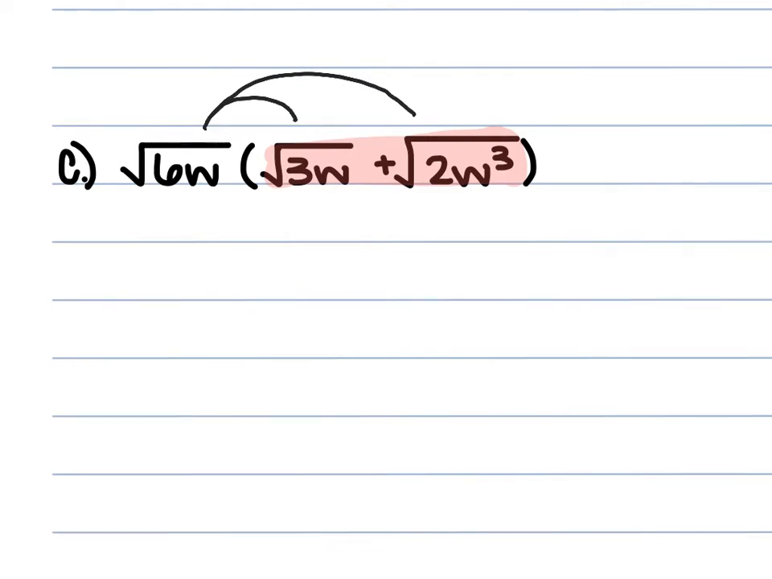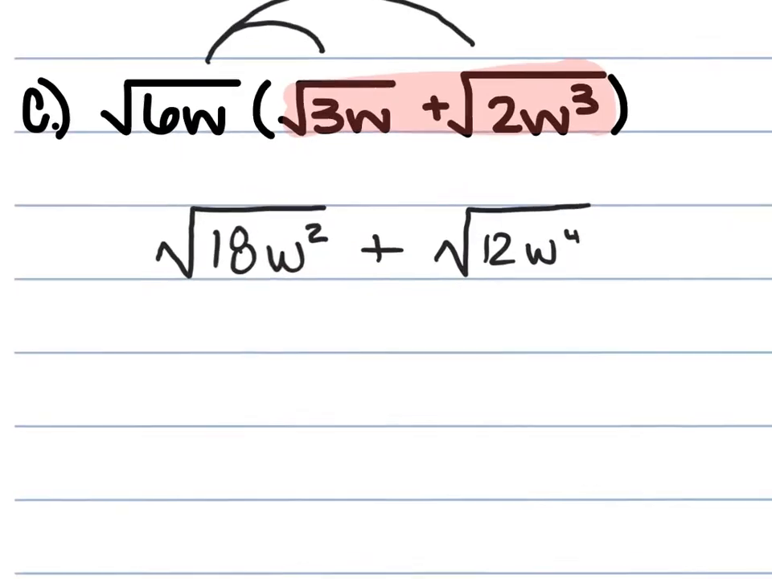And what happens when I distribute? What do I get for the first distribution? Like this? Squared. Okay, and then what do I get for the second distribution? Okay, so we get 12w to the fourth. Now we're just going to break these down like we've always known how to do.